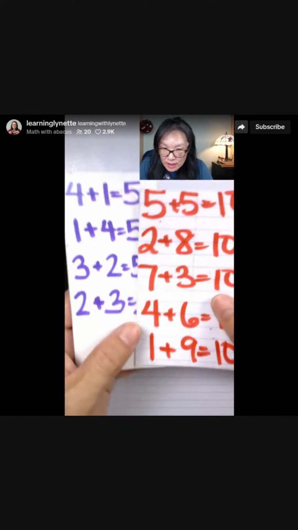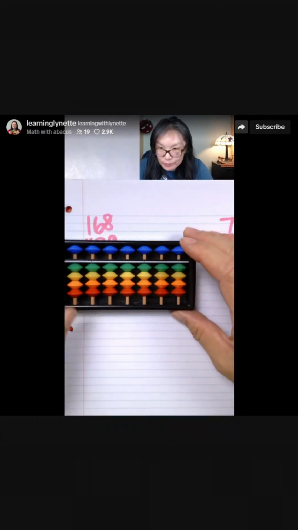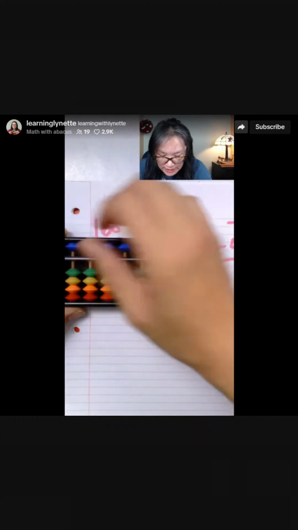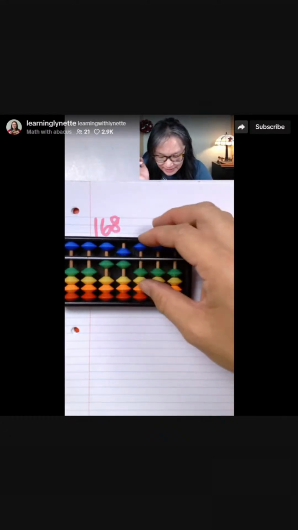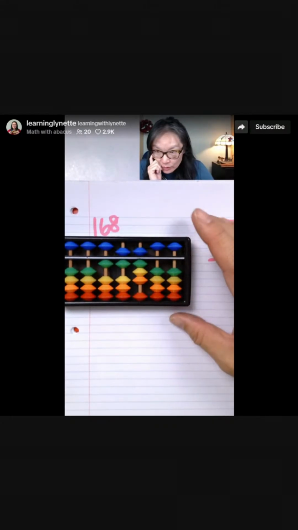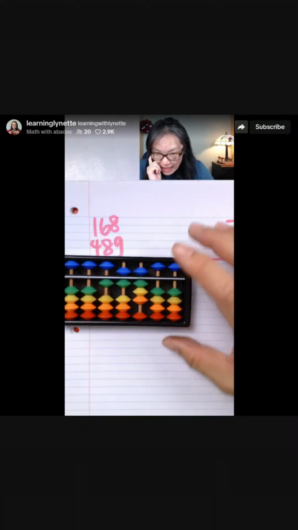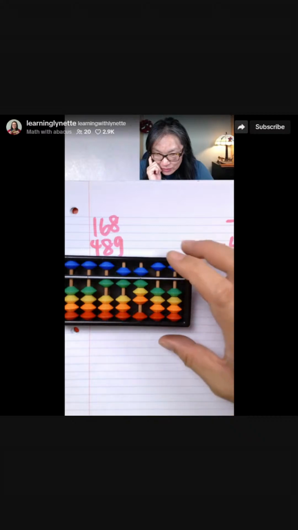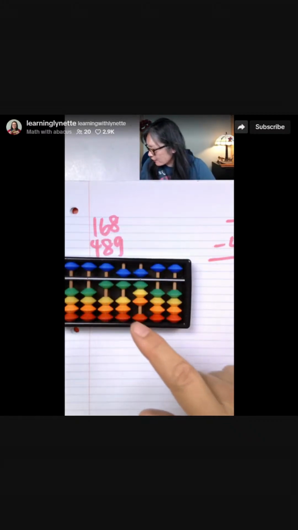So if I want to add 168, we have 168. And now we're going to add 489. When I add 489, what is it? Add the 4. We know how to add the 4. Remember how to add the 4? I want to plus the 4. I'm going to do plus the 4 is equal to plus the 5 minus 1.